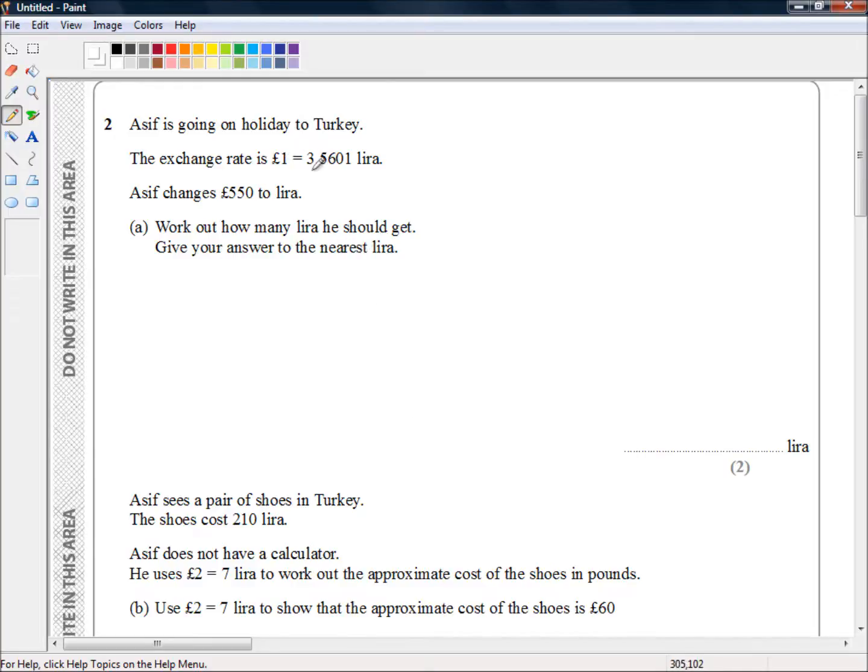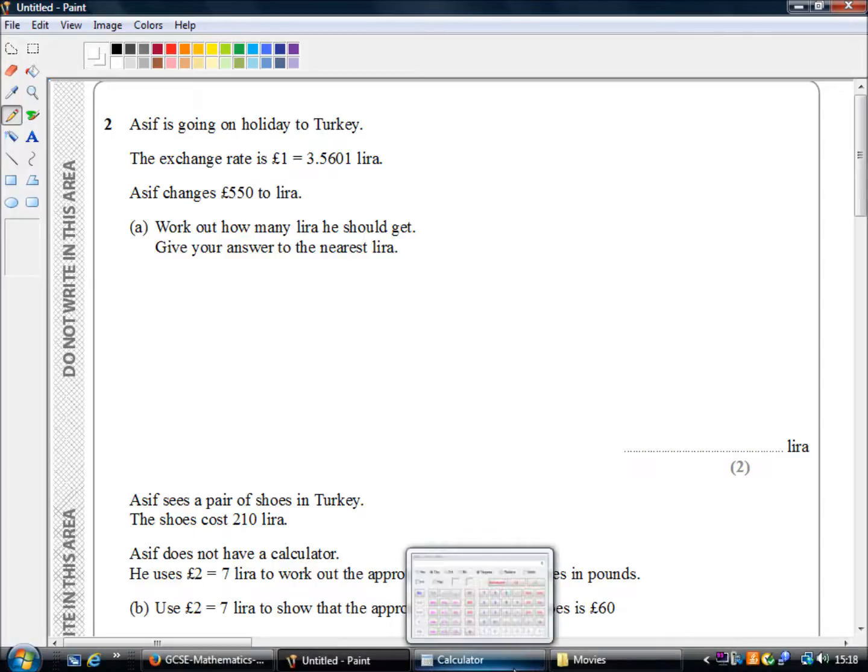And just a quick reality check. If this was 3 lira for every £1, and if this was just £500, then we would expect £1,500. So if the figure comes out to something wildly different, we know we've done something wrong.